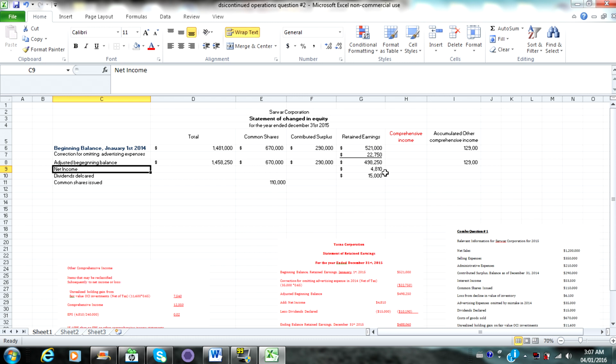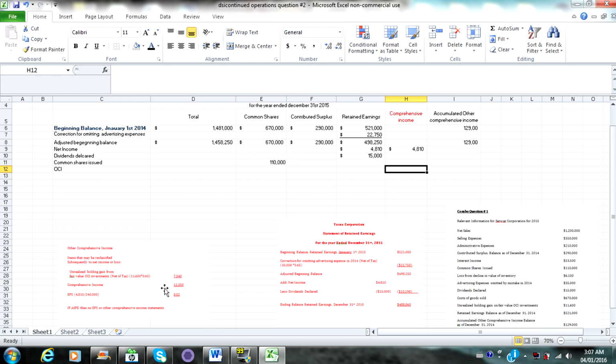In order to do that, we need our net income of $4,010, and we also need our other comprehensive income. Let me fix that for you. We also need our other comprehensive income, because remember that comprehensive income equals net income plus other comprehensive income. Other comprehensive income is just $7,540.